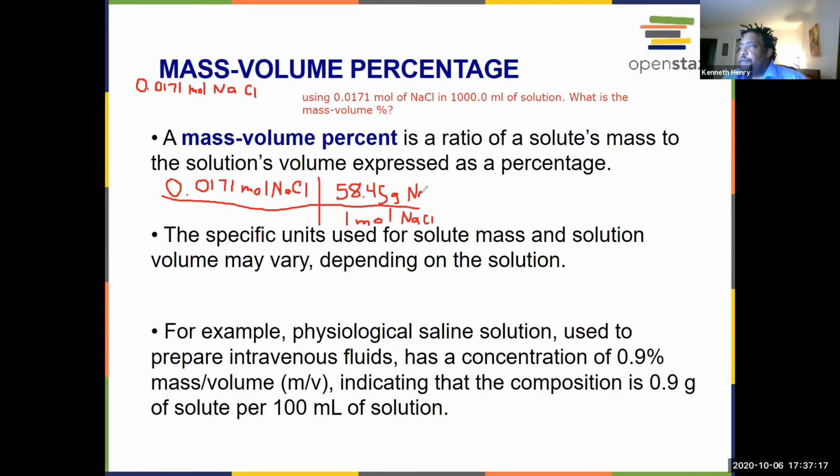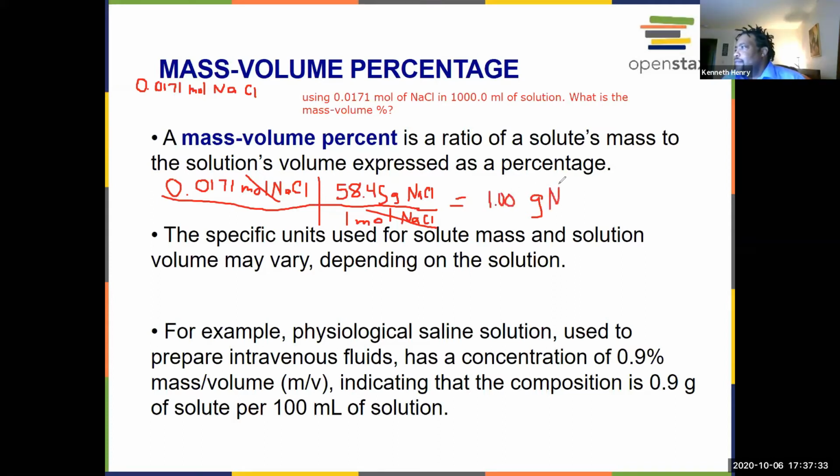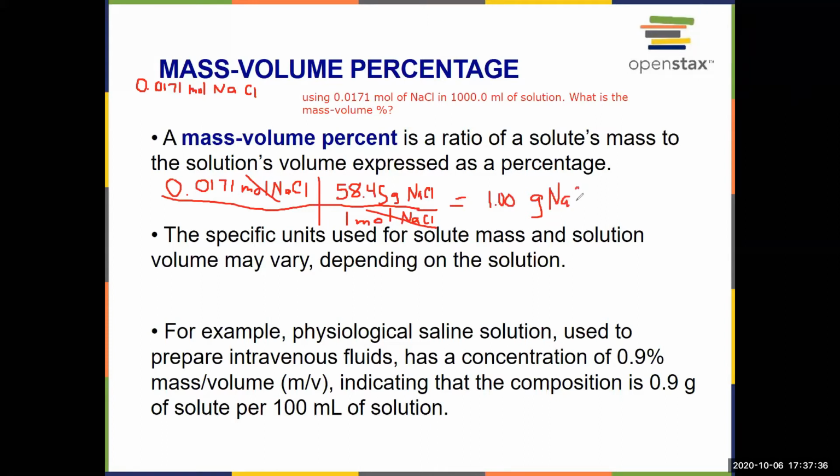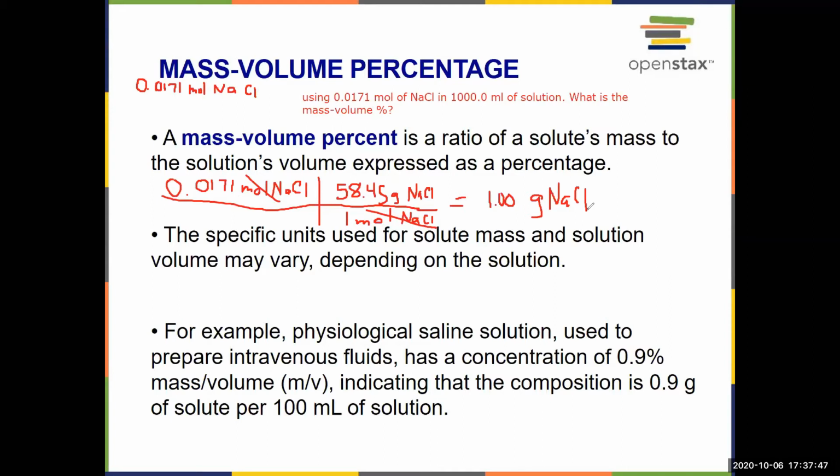Okay, so that's going to give me the grams. Something like that. Yeah, 1, 2. Okay, so I got 1 gram of salt. So what am I going to do with that 1 gram of salt? Divide it with 1000 ml of the solution.